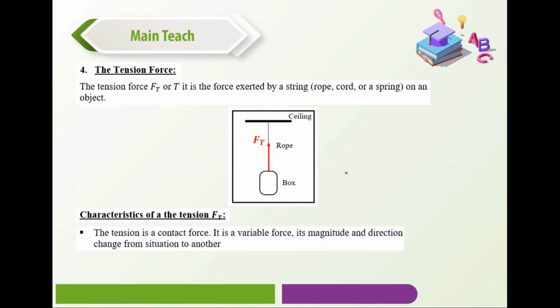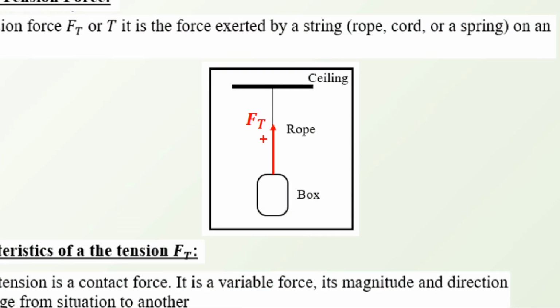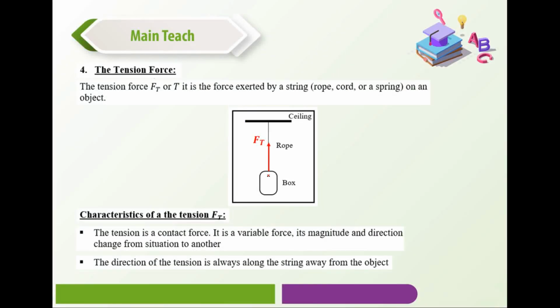Characteristics of the tension force Ft. The tension is a contact force, it is a variable force. Then its magnitude and direction may change from one situation to another. The direction of the tension is always along the string, away from the object. Now notice here I have represented the tension force in such a way that it is away from the object and it's along the string or the rope.